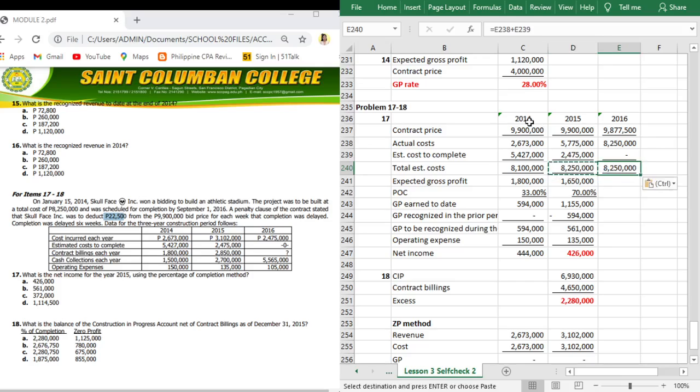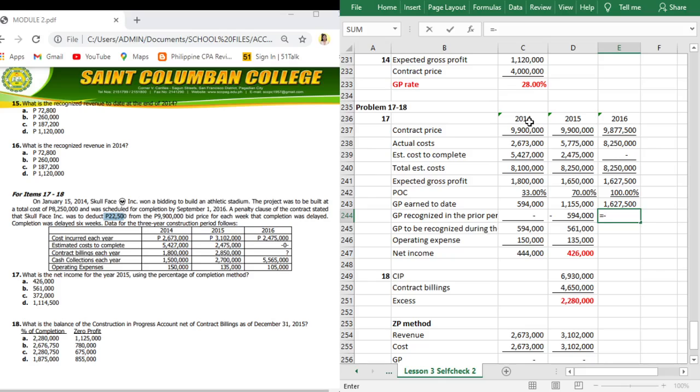So, the total estimated cost is still 8,250,000, but the expected gross profit is now 1,627,500. Take note ha, nakuhaan lang ato ang contract price because of the penalty. For the percentage of completion, kay humana naman, so 100%. So the gross profit earned to date is 1,627,500 times 100%, that is the same.